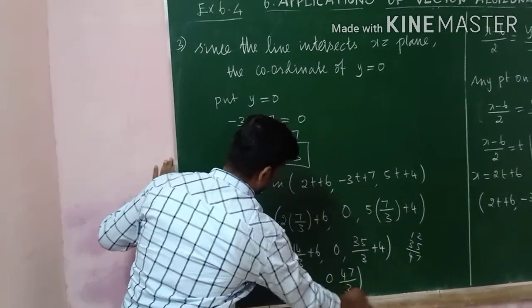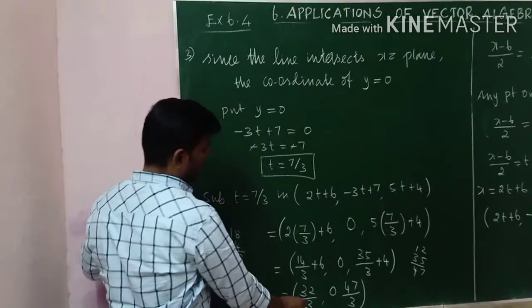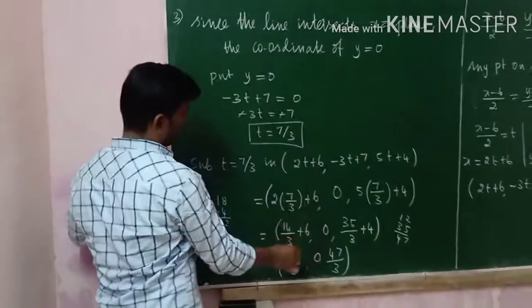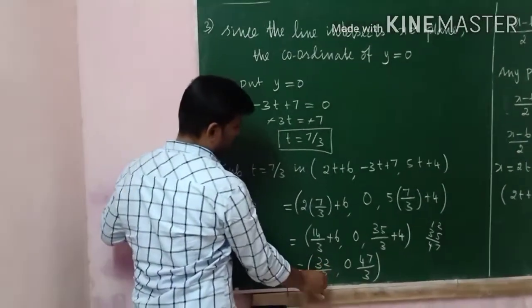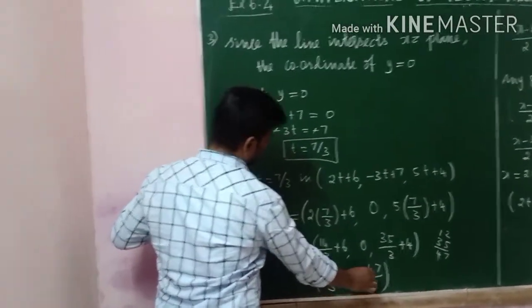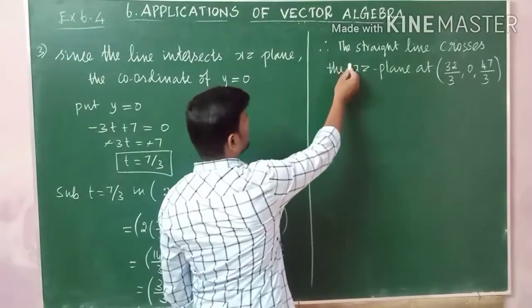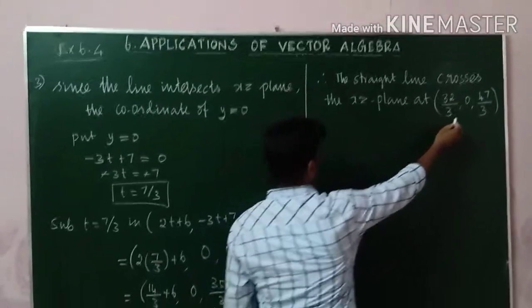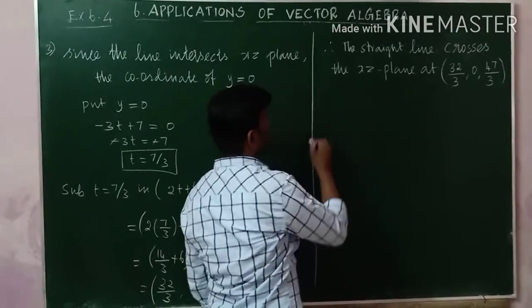So the straight line passing through the two given points intersects the XZ plane at the point (32/3, 0, 47/3). Therefore, the straight line crosses the XZ plane at (32/3, 0, 47/3).